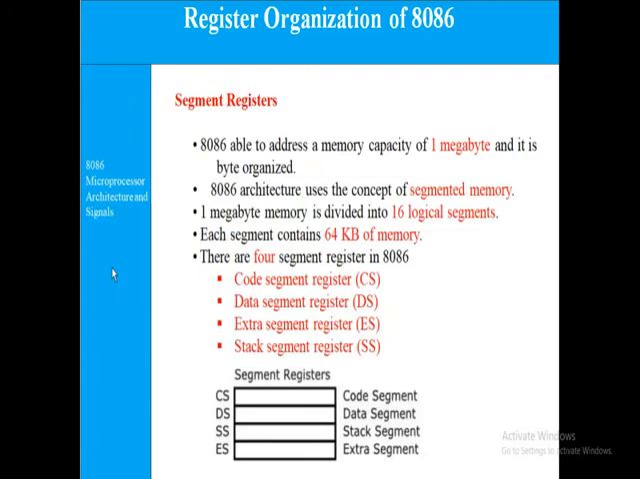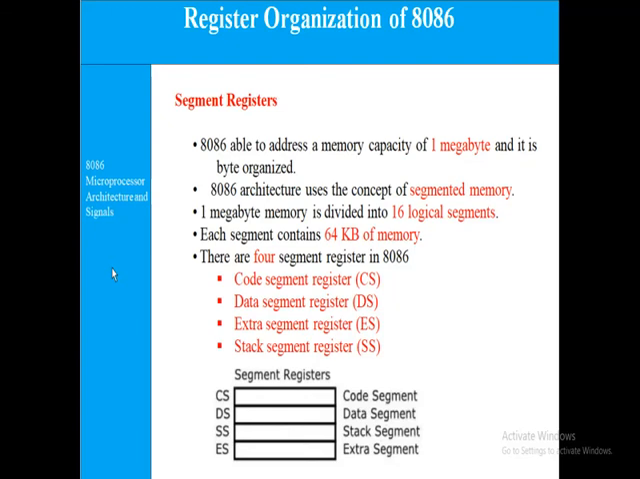The next one is segment registers. Here there are mainly 4 segment registers in the 8086: code segment register, data segment register, extra segment register, and stack segment register. The 8086 architecture uses the concept of segmented memory. Segmented memory means the memory is divided into segments. Here the memory is divided into 16 logical segments. Each segment contains 64 kilobytes of memory.